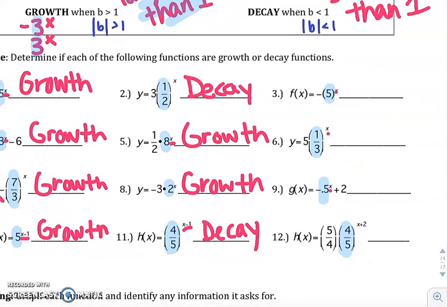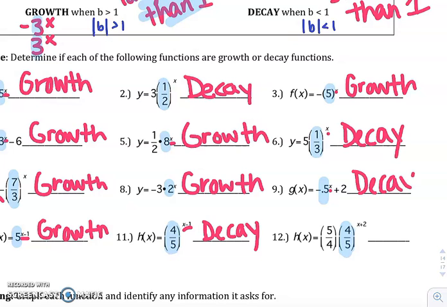-5 to the x, same thing again. That negative doesn't do anything for being growth or decay. It's just the absolute value of the base. So 5 is larger than 1, so growth. 1/3 is smaller, decay. In number 9, we have a 0.5. Yes, it's negative, but that doesn't tell us if it's growth or decay. The 0.5, which is smaller than 1, is what tells us that it's a decay function. And then number 12, 4/5 is the base to that exponent. So 4/5 is smaller than 1, so decay.